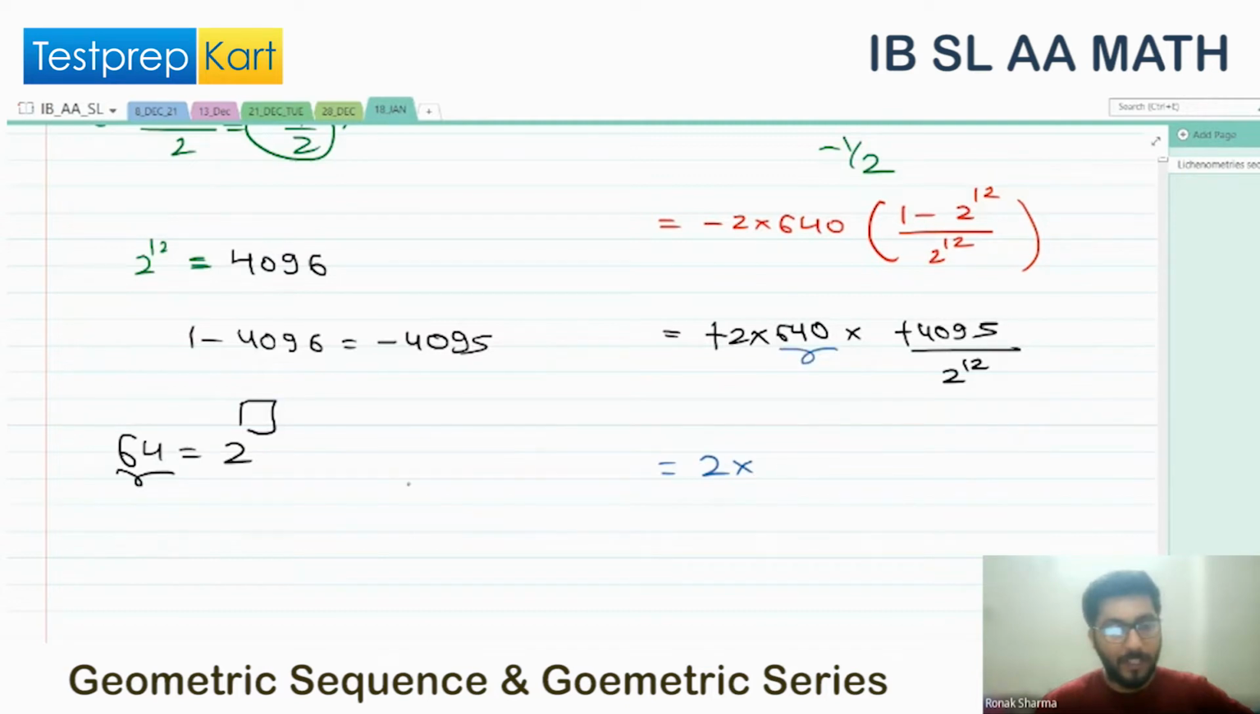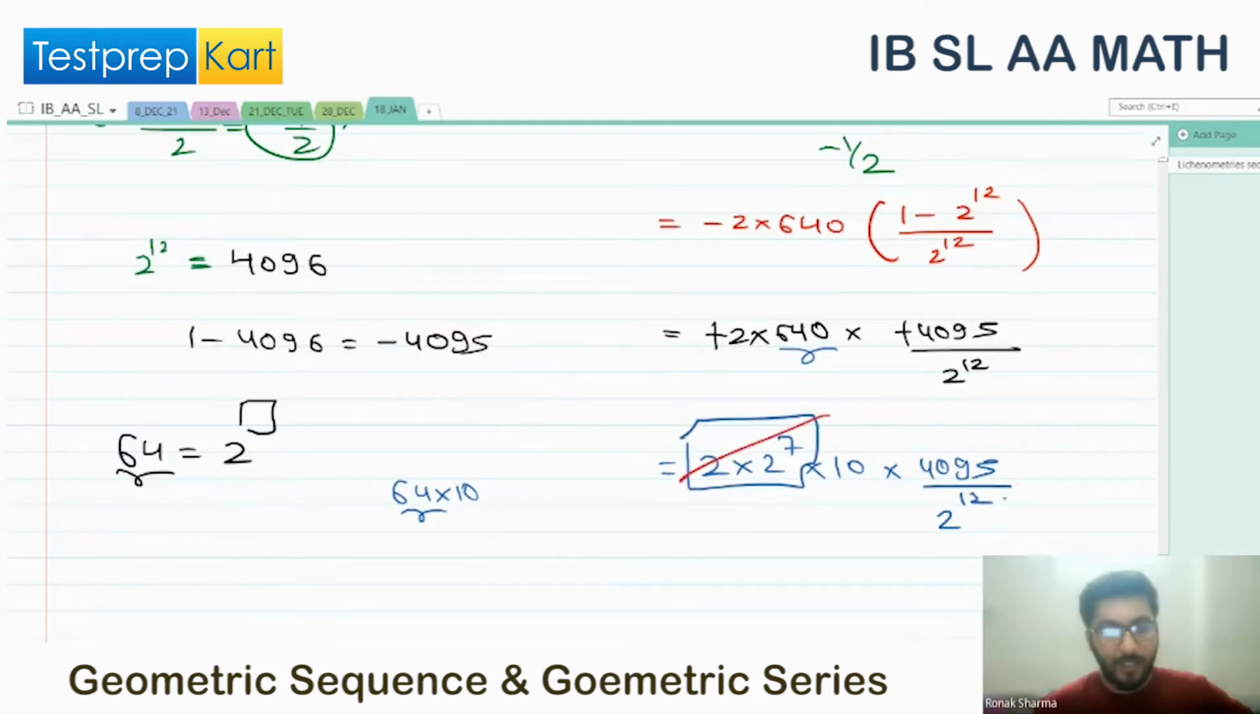So I'm writing it down: 64 into 10, and 64 I can write as 2 power 7 into 10 into 4095 by 2 power 12. Now, how many 2s are there? 8, right? So I can cancel out and only 4 will be there. So 10 into 4095 by 2 power 4, that is 16.